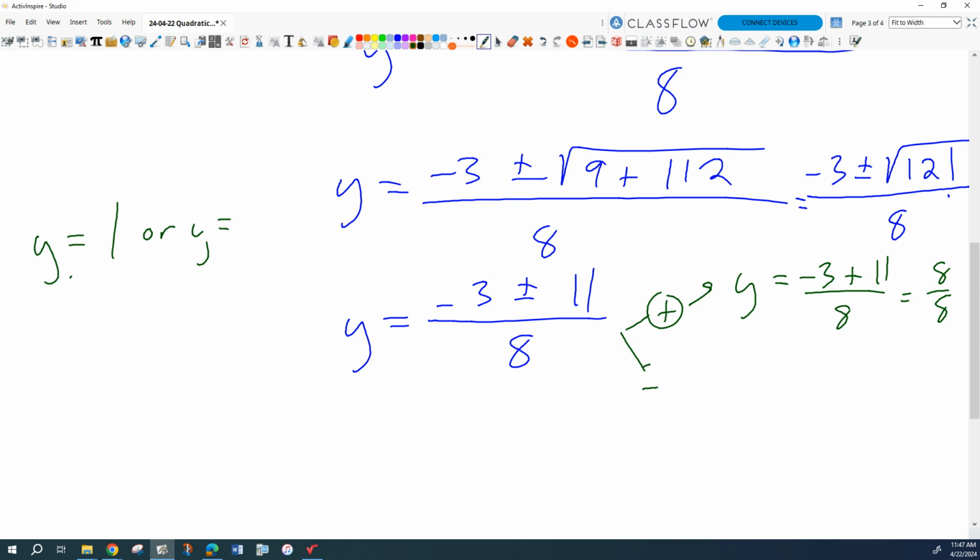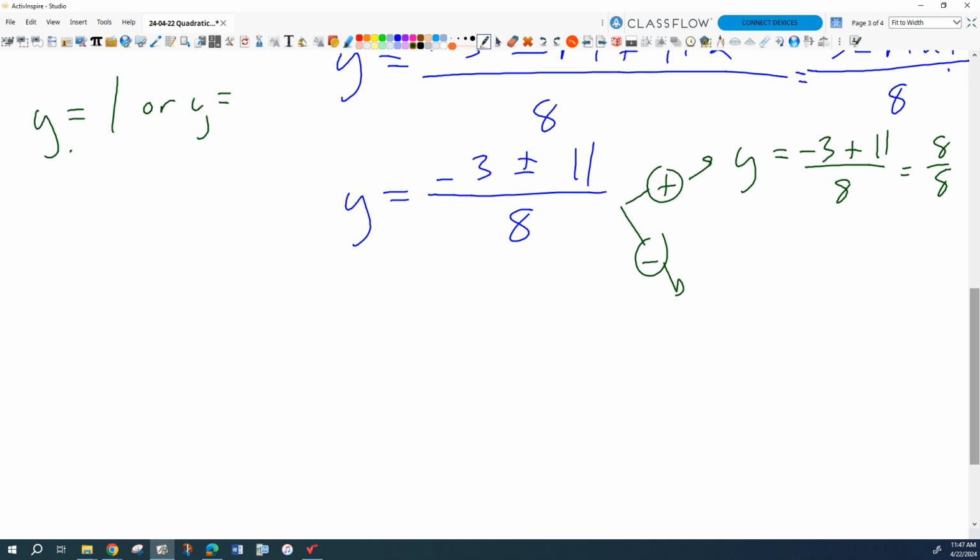How about the other one? What if we take the minus sign? Then we get y equals -3 minus 11 over 8. Well, what is -3 minus 11? -14 divided by 8. Well, I get a fraction, right? But at least I could reduce the fraction. What does that reduce to? 7 over 4. I could divide top and bottom by 2, couldn't I? And I would get -7/4. So those are my two answers.